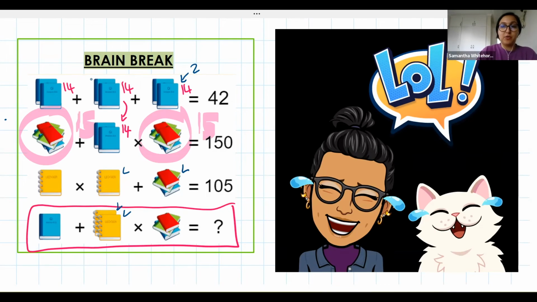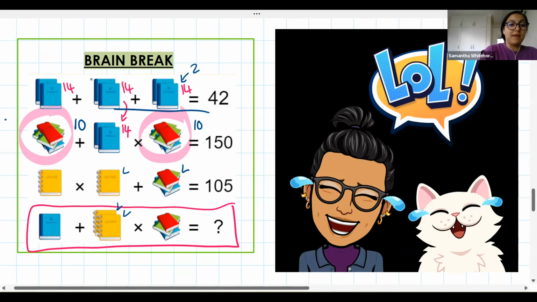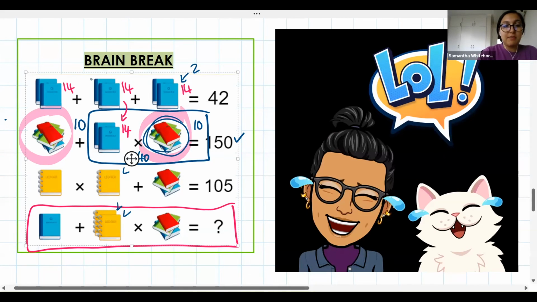So I'm going to go back to Yonga's statement there. In our second step, we've got 10 plus 14 times 10. Now just remember BODMAS. So we have to do the times first. So 14 times 10 is 140, plus 10 gives me 150. Now, if the double pile of books is 10, that means one pile of these books is 5.